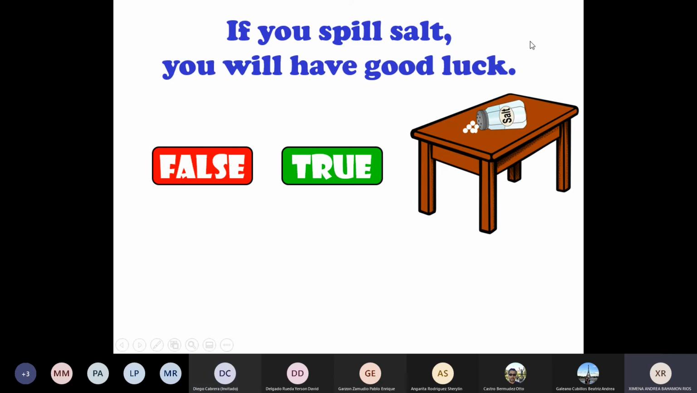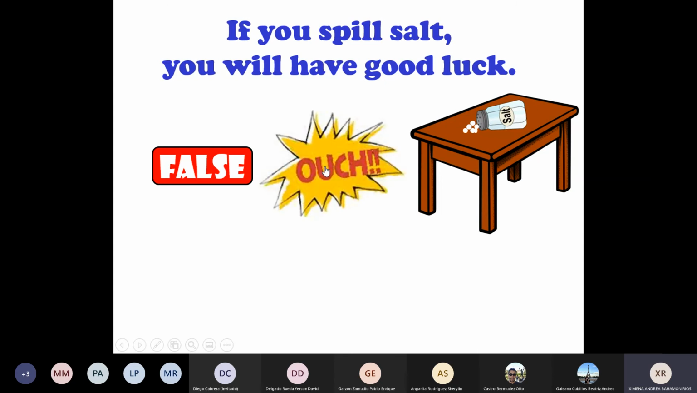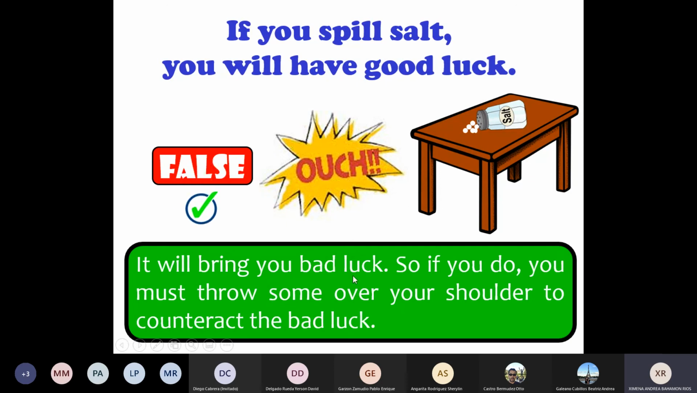True. Okay, true, says Miguel. True. All right, let's see. Ouch. Well, for them, it's false. Yes, it will bring you, okay, not good luck, but bad luck. So if you spill salt, you must throw some over your shoulder to counteract the bad luck.